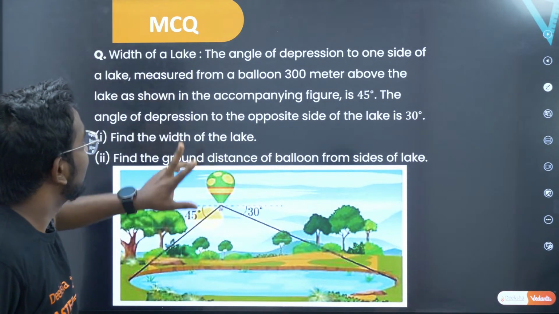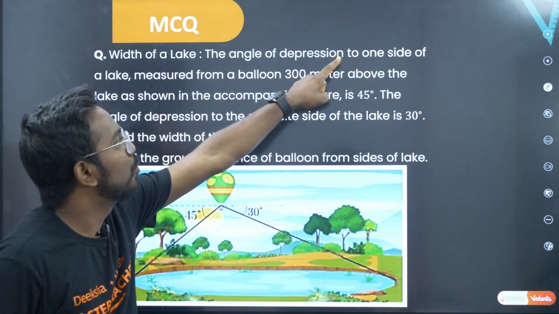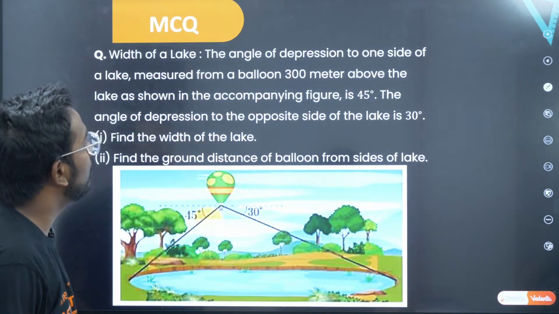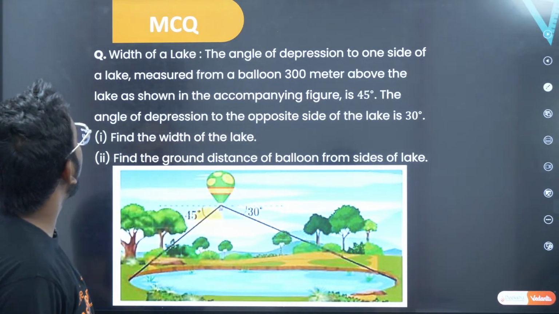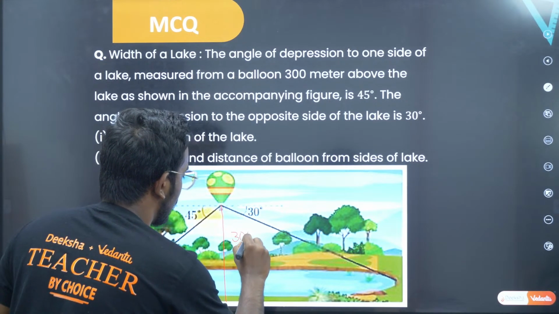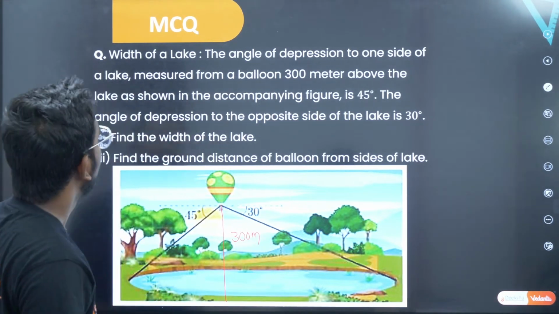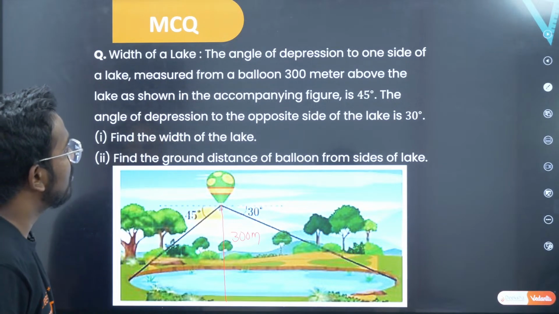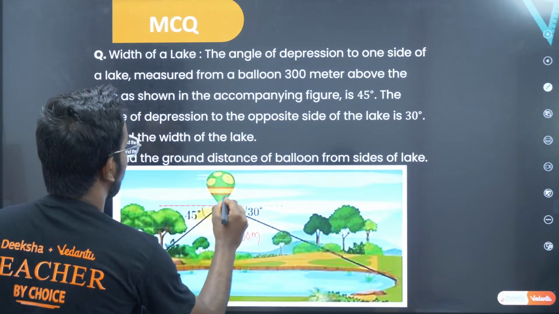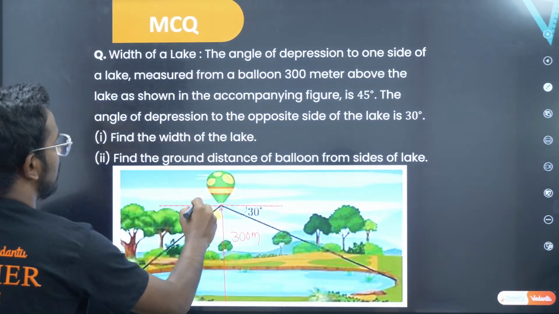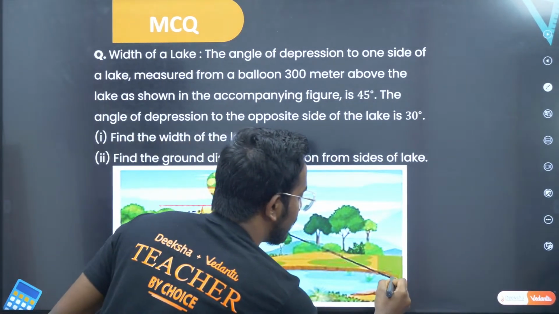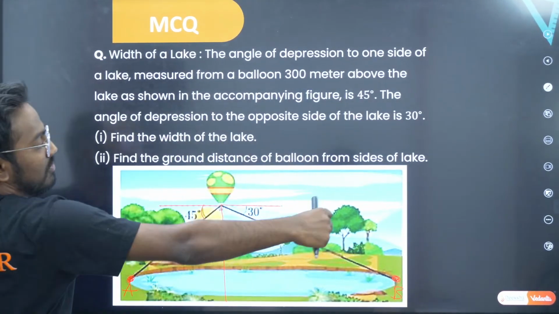So width of a lake, the angle of depression to one side of a lake measured from a balloon. So there is a hot balloon over here, 300 meter above the lake. So the height they have given is around 300 meters, sir. Okay, above the lake, as shown in the accompanying figure, is 45 degree. They have given the angle of depressions from here. See, angle of depression. So from here, this is say point A. So this is say point B. These are the sides of the lake.